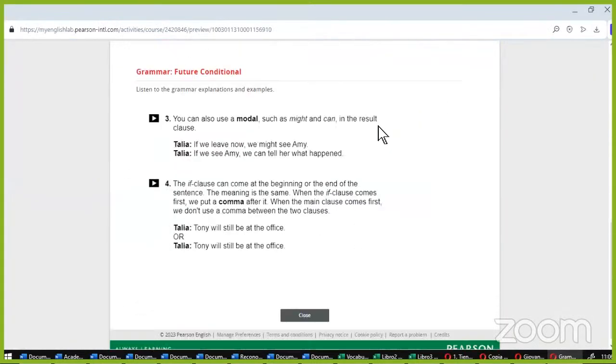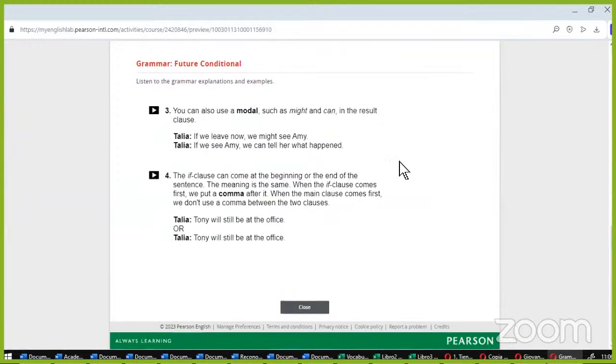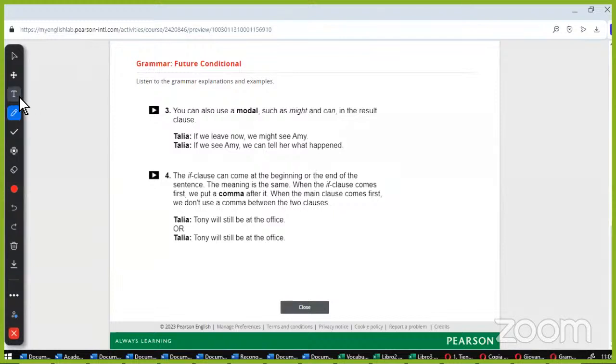Okay, we were here. So we were seeing the future conditional. We can use a modal such as might or can in the result clause.